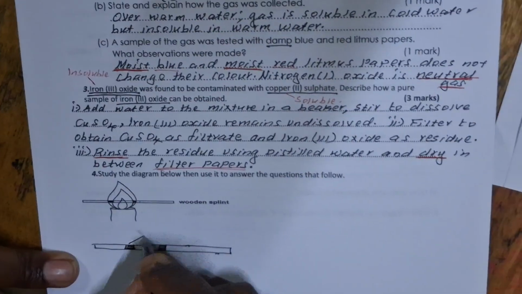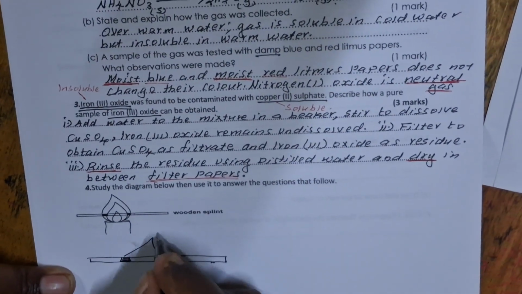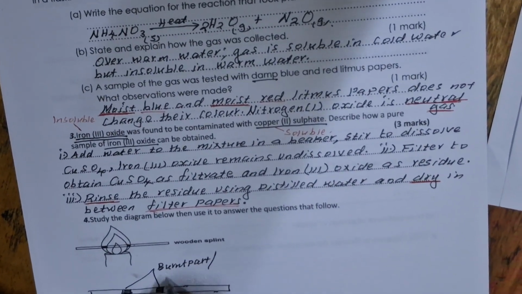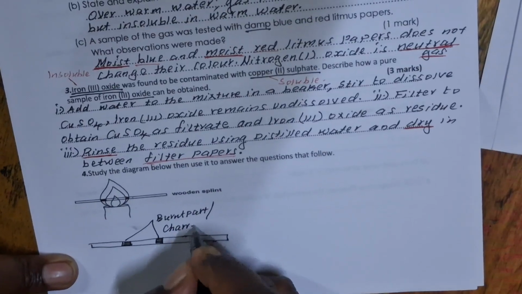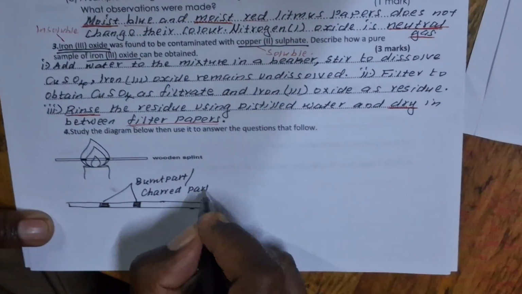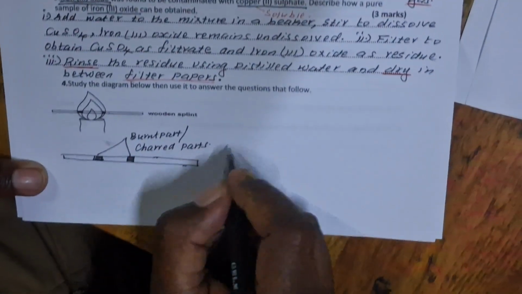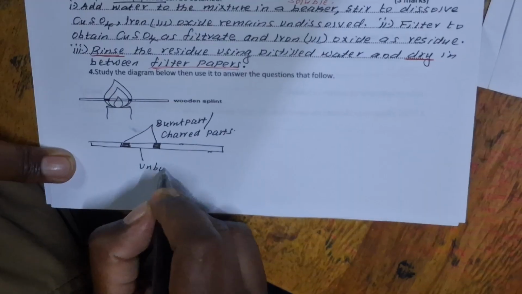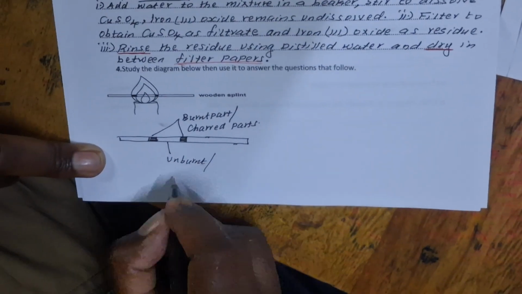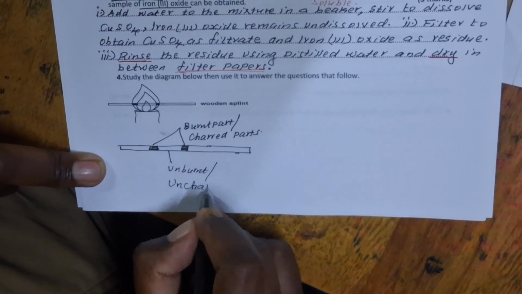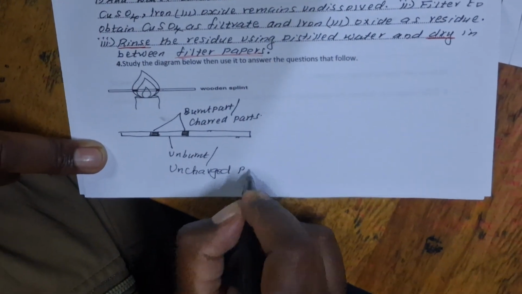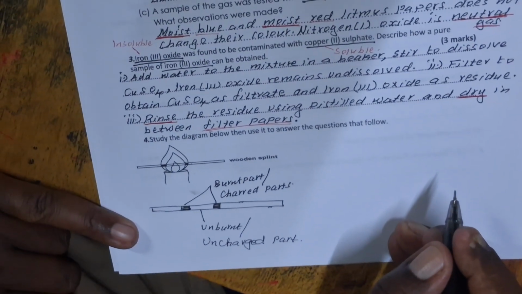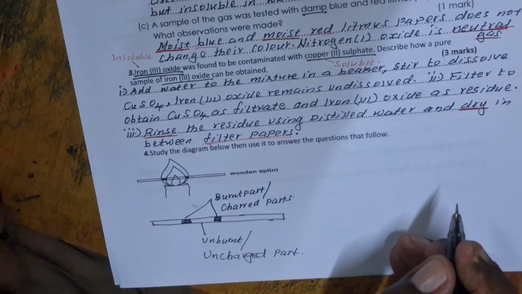So you label, you can say this is the burnt part, or charred parts. Okay, burnt part or charred parts. Then this one is unburnt or uncharred part. The next part of the question will be explain the observation that is made.